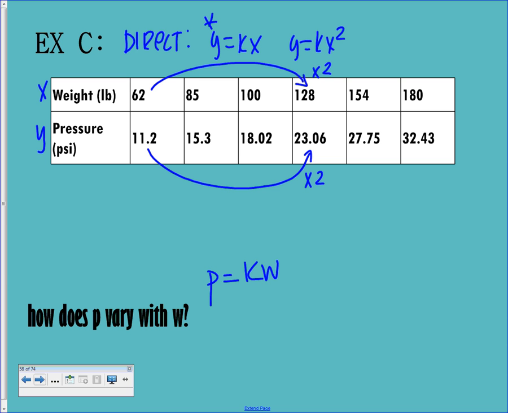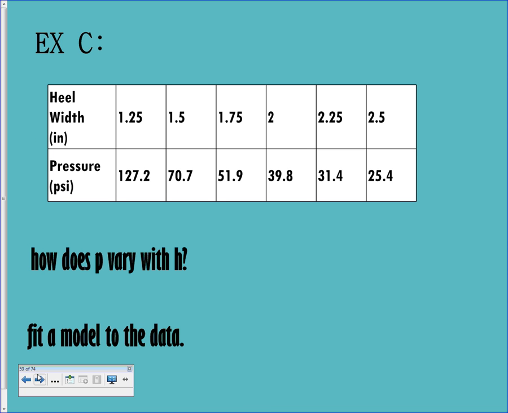Again, the way you know if it's not going to be just x, if this top number was a 2 and the bottom was a 4, then I would use the x squared because 2 squared is 4. But so far we've seen just direct relationships where it was being multiplied by the same factor. So that deals with the weight and the pressure. The second part deals with the heel width and the pressure.